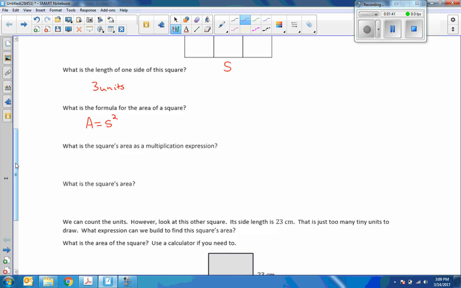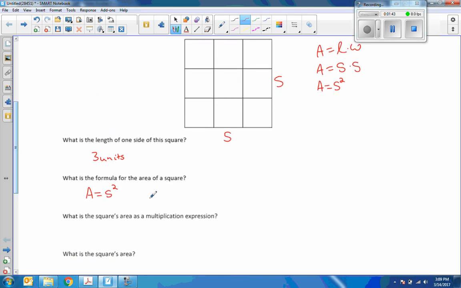Then it says, what is the square's area as a multiplication expression? As a multiplication expression, it'd be 3 units by 3 units, or times 3 units, and that's what the word by means. 3 by 3. 3 units by 3 units.